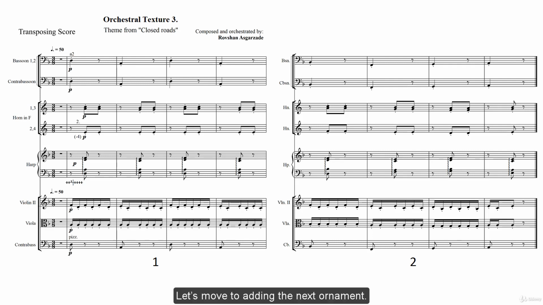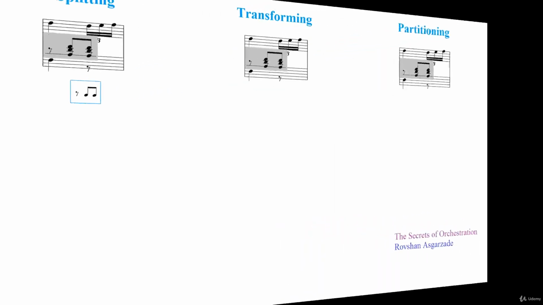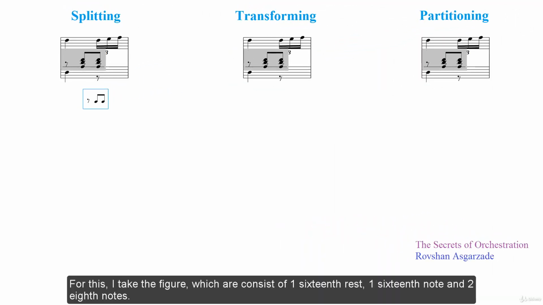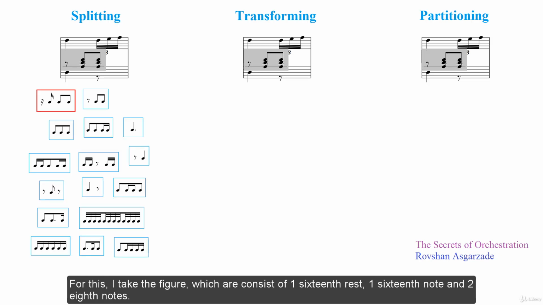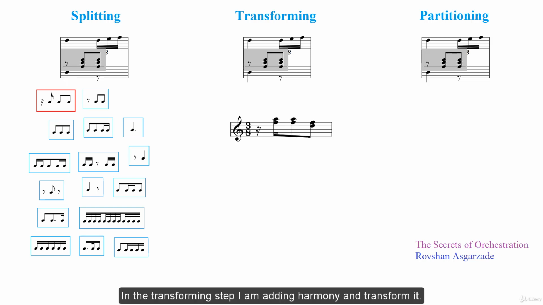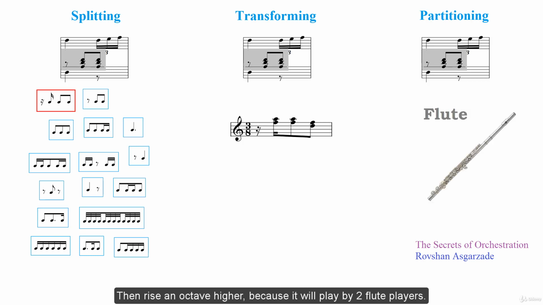Let's move to adding the next ornament. For this, I take the figure which consists of a 1/16 rest, a 1/16 note, and 2/8 notes. In the transform step, I am adding harmony and transforming it. Then raise it an octave higher because it will be played by two flute players.